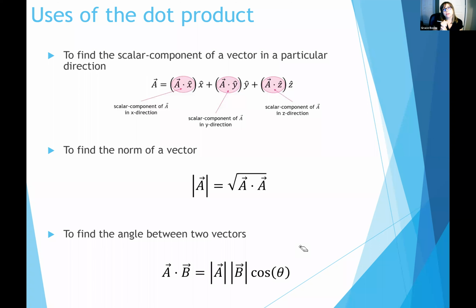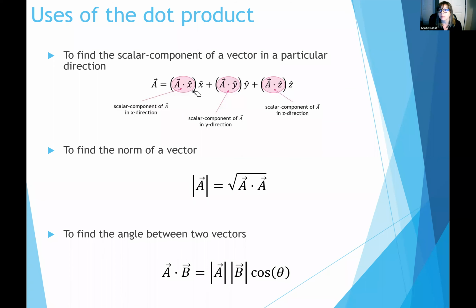So to remind you of some other uses, we're going to use the dot product over and over again, and I would say these are the 3 main uses of the dot product. The first one is to extract a scalar component of a vector in the direction of another vector. We use this definition to construct the component form of a vector. So this vector A dotted with x hat defines the scalar component of vector A in the x direction.